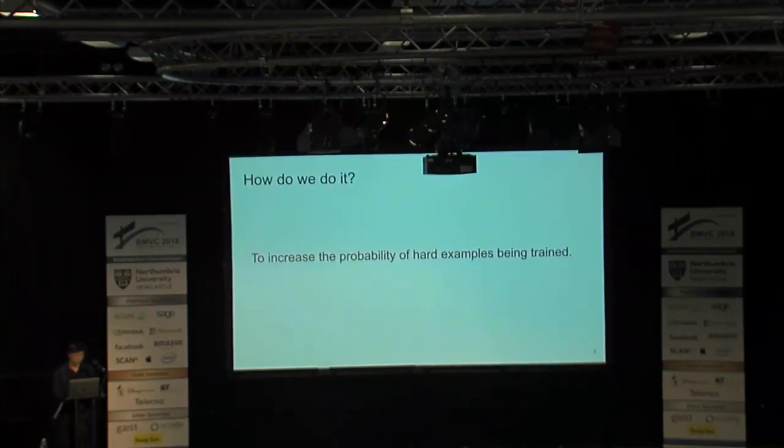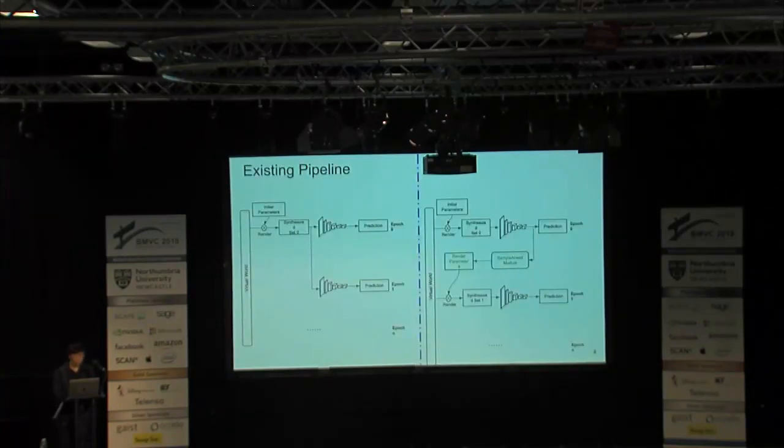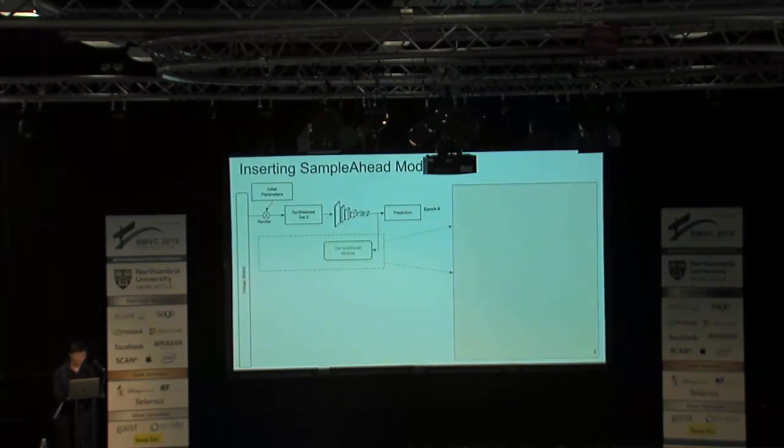So how do we do it? The idea is very simple, which is to increase the probability of hard examples being trained. In the traditional way of using synthetic data for model training, images are generated from virtual worlds beforehand, and at each epoch, the model travels through the same image set. While we propose to change the rendering parameters according to the prediction at each epoch. So our innovation is that we add a sample ahead module to the training process to predict training images for the next epoch. So how does the sample ahead module work?